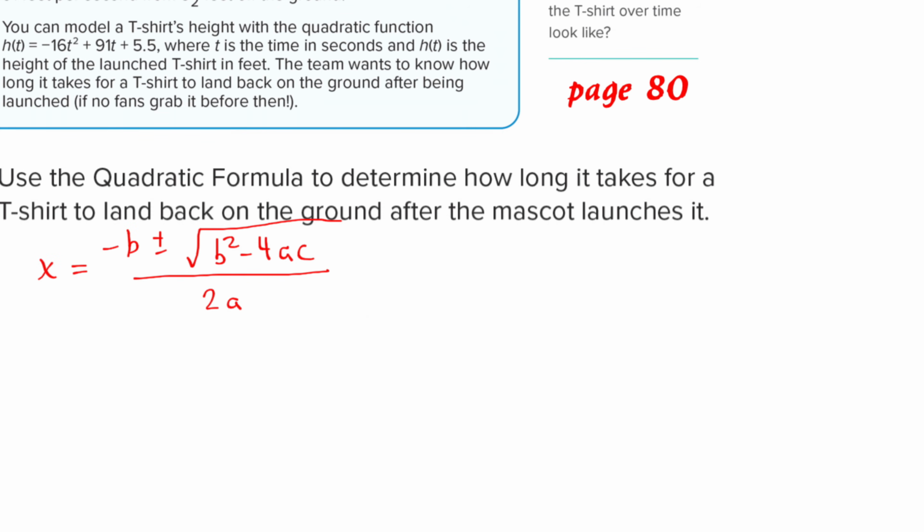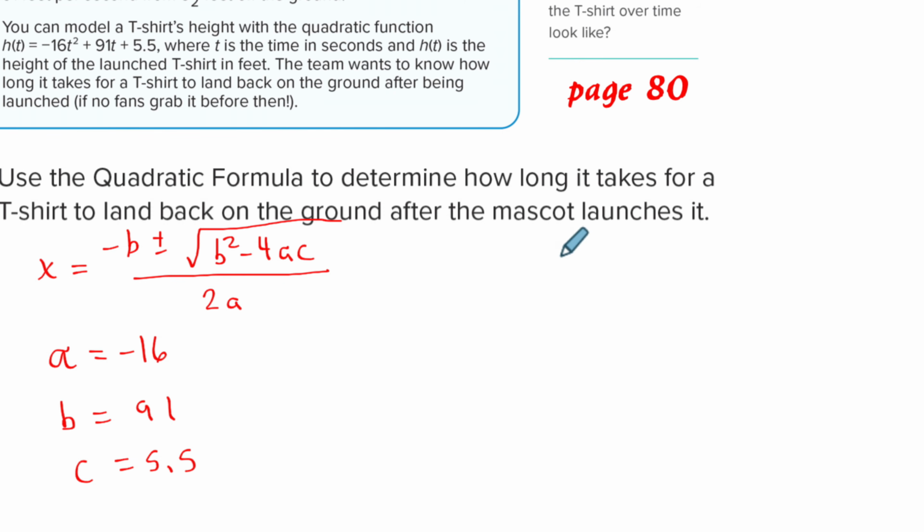And we'll tell you what, we'll make a deal with you. We will give you the quadratic formula on any quiz you take, any mastery check, as long as you write it down for each problem. I think that's a fair deal. And then we also want you to write down the values of a, b, and c. So I'm going to write here a is negative 16. We don't include the variables. It's just the numbers. Okay, what is b equal to? So b would be equal to 91. And then c would be equal to 5.5.